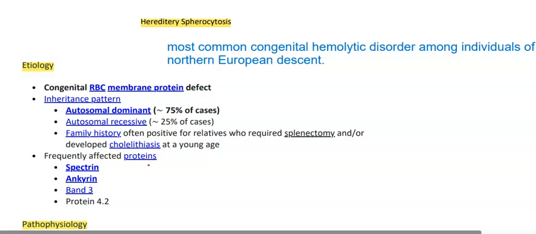Now we should discuss hereditary spherocytosis, which is a type of hemolytic anemia. It is a non-immune mediated hemolytic anemia, which is due to an intrinsic defect in the RBC membrane. It's the most common congenital hemolytic disorder among individuals of Northern European descent.